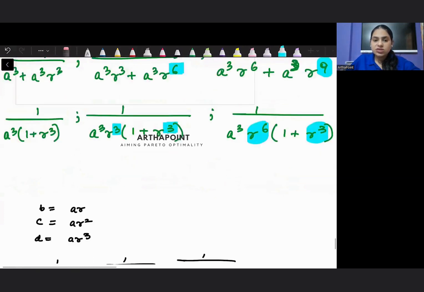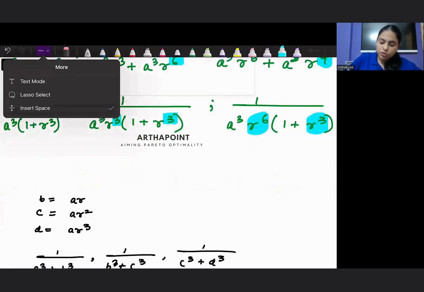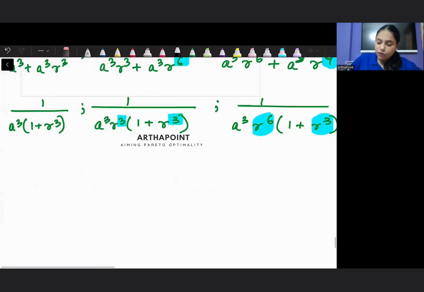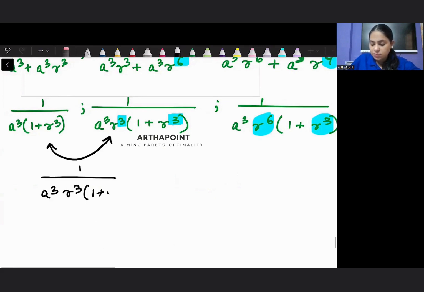Okay, now just notice that these also appear to be in GP, right? These also appear to be in GP. And what is their common ratio? To find the common ratio, you can do the second term divided by the first term.